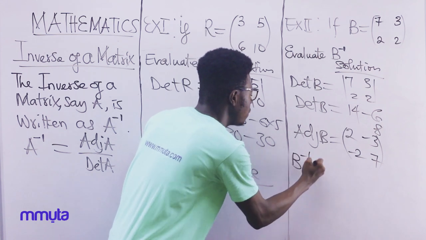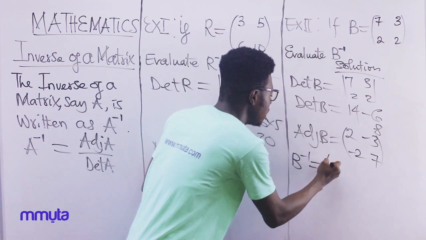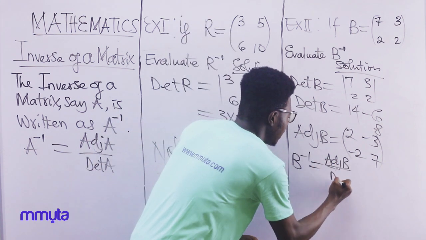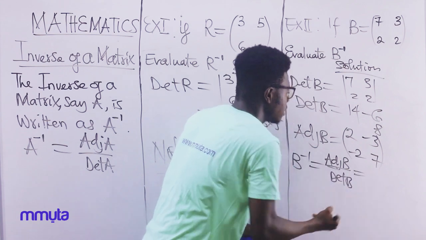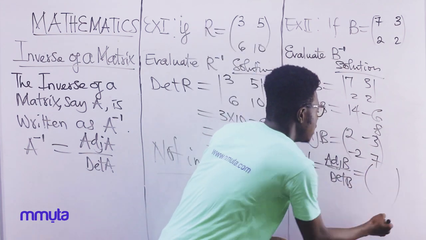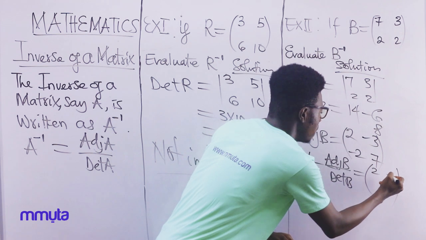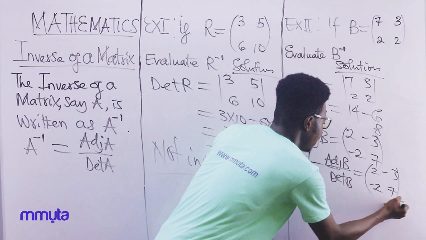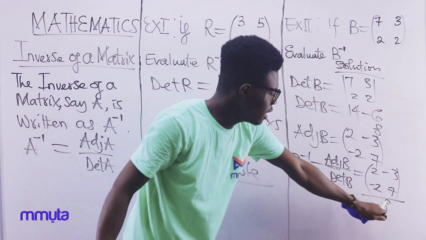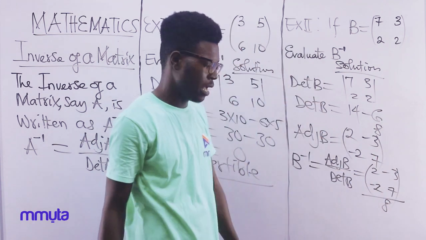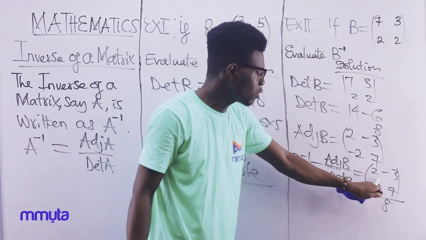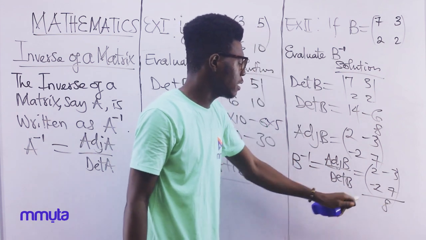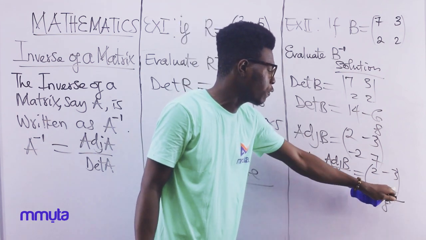Well, how do we now get our inverse? We say that the inverse of B, which is B inverse, is going to be the adjoint of B, from this definition, divided by the determinant of B. We are going to have [2, -3; -2, 7] divided by 8. So this 8 is going to divide all elements here. You can as well do that. 8 divided by 2 is possible. You are going to get 1 over 4. This is going to give us 3 over 8. This one is going to give us -1 over 4. And of course, this one gives 7 over 8.